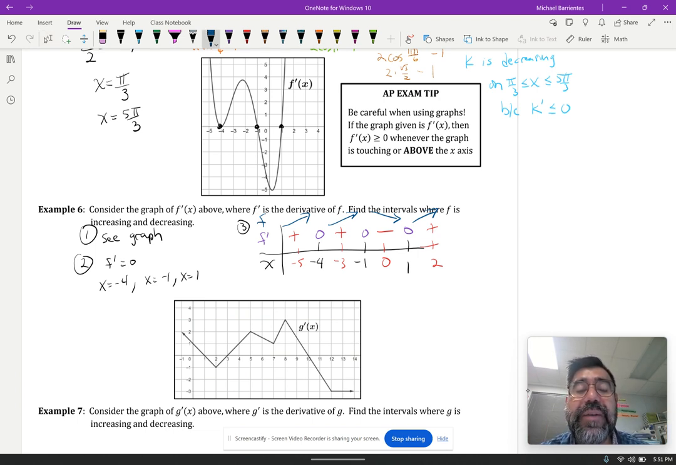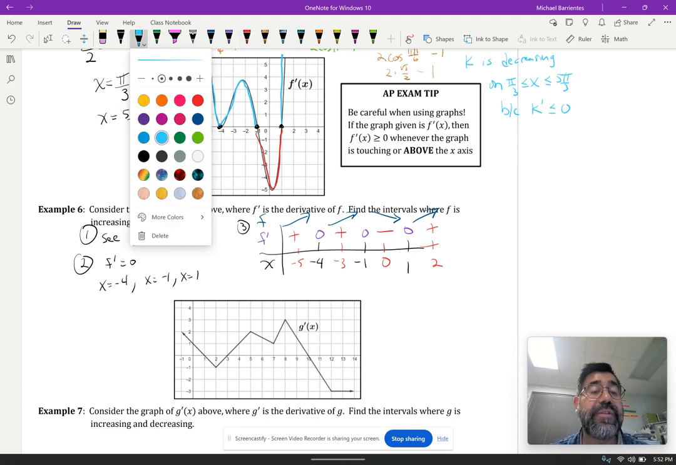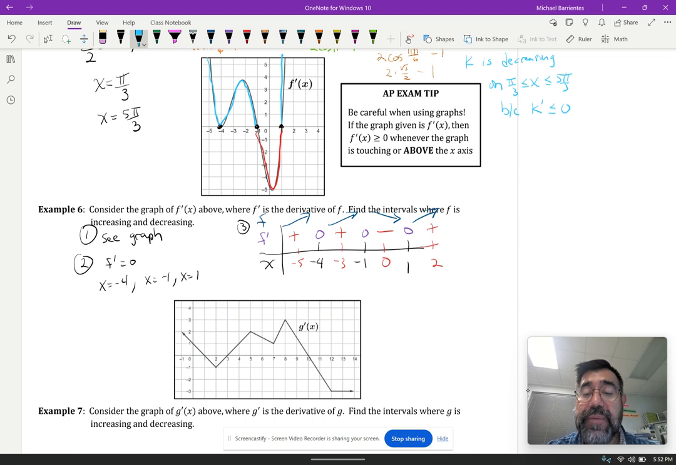If the graph given is f prime, then f prime is greater than or equal to 0 whenever the graph is touching or above the x-axis. So basically they're saying in these sections, that's when f is increasing. And in these sections, that's where f is decreasing. And I think that's what we found in our analysis. So I'm going to say f is increasing on the interval between, let's say, x's that are less than or equal to negative 1, right? Anything over here, the derivative is positive.